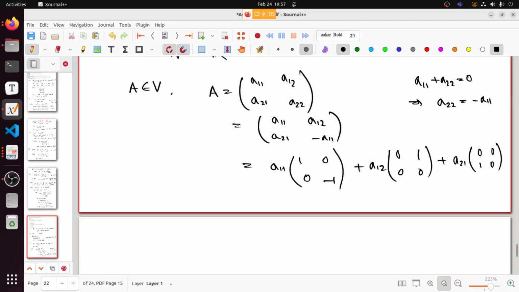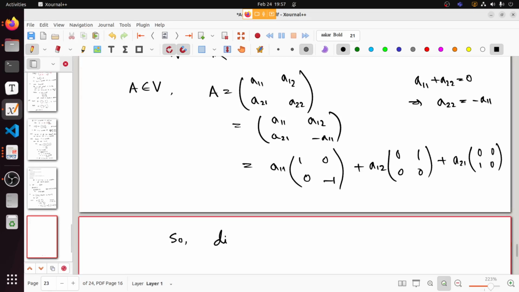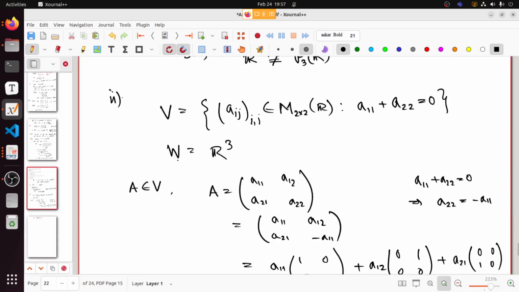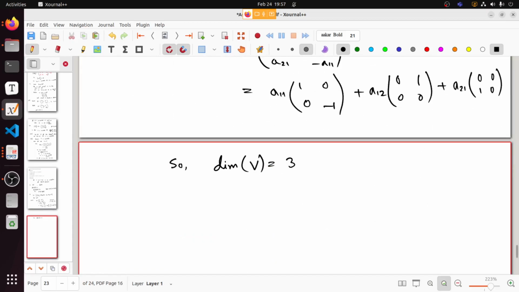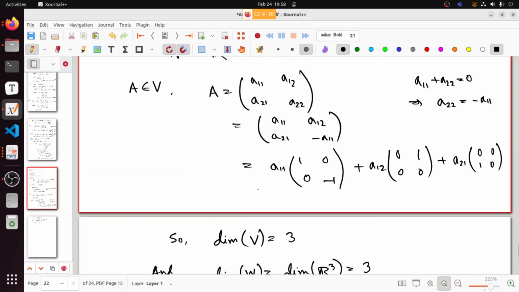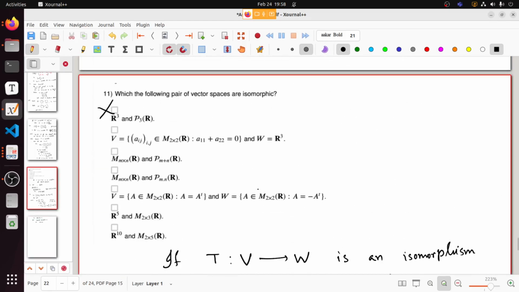And this is in V, so the dimension of V is 3, because it is generated by 3 linearly independent matrices. And what is the dimension of W, which is R3? It is 3. So they both have the same dimension, which implies V is isomorphic to W. So option number 2 is true.